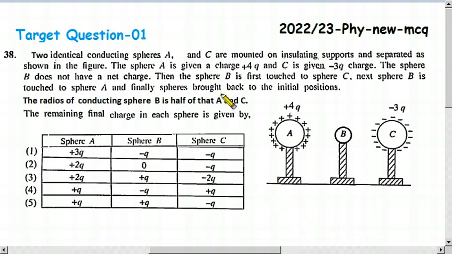Since you have started, I am going to try this question.